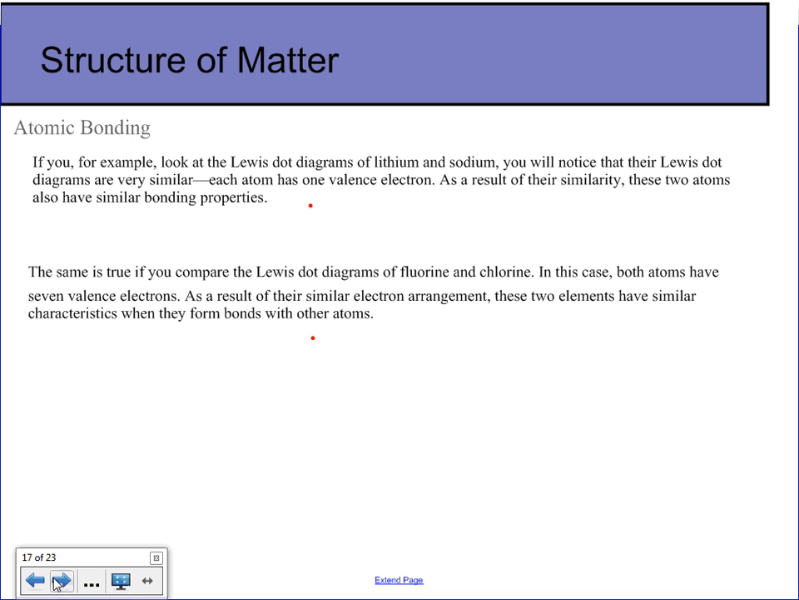So if you, for example, look at the Lewis dot diagrams of lithium and sodium, as shown here, you will notice that their Lewis dot diagrams are very similar. Each atom has one valence electron. As a result of their similarity, these two atoms also have similar bonding properties. The same is true if you compare the Lewis dot diagrams of fluorine and chlorine. In these cases, both atoms have 7 valence electrons, and as a result of their similar electron arrangement, these two elements have similar characteristics when they form bonds with other atoms.